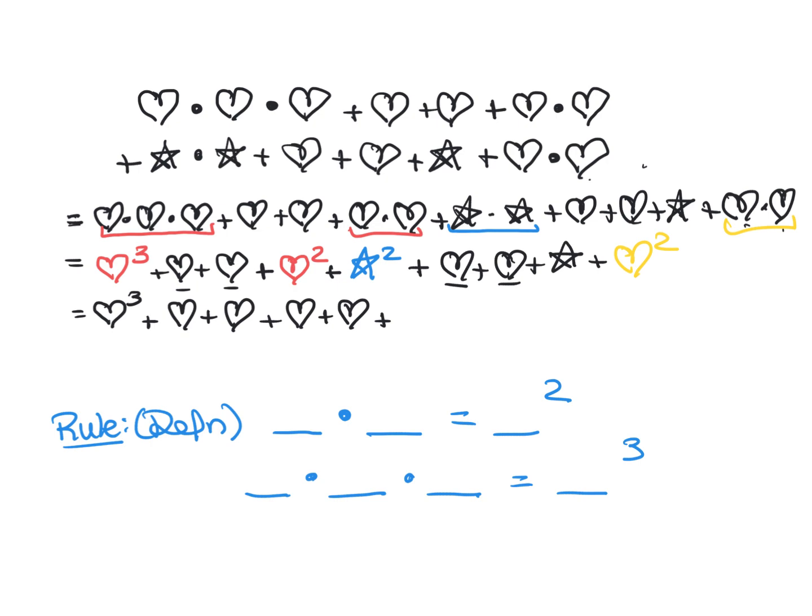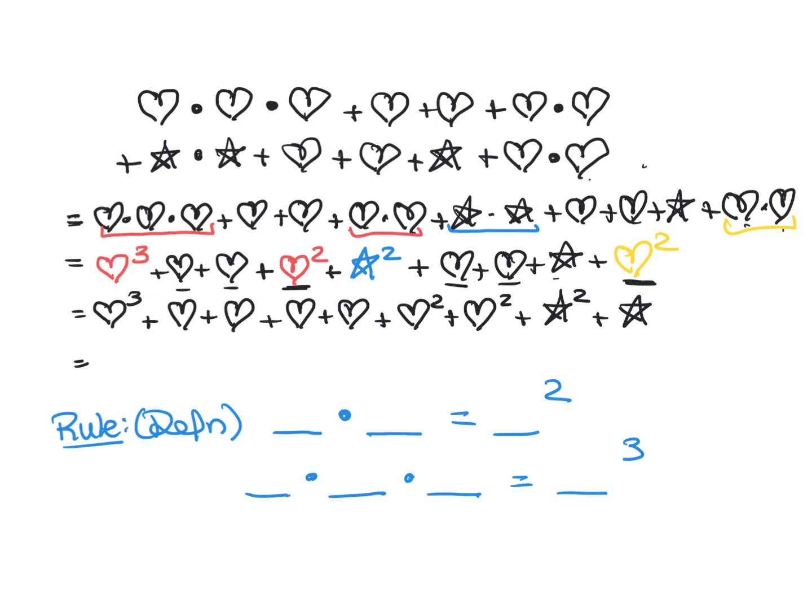Okay. And then my next term here is a heart squared. And I look and I see, well, right at the end, I have another heart squared. So I'll write that next. And then I have a star squared. Let's see if I have any other starred squareds. No, I just have a lonely star at the end. Okay.